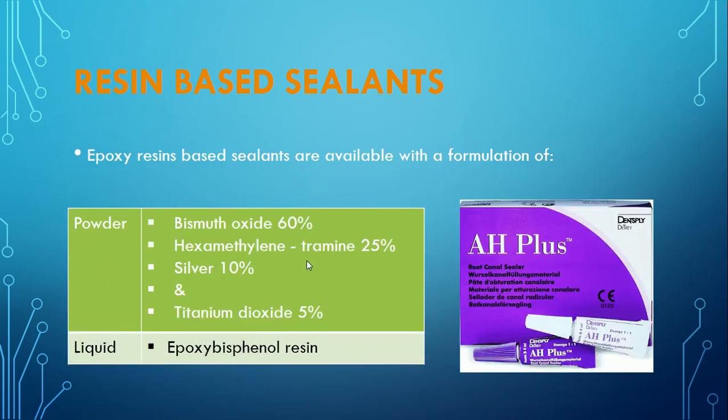Next are resin based sealants. Epoxy resin based sealants are available with a formulation of powder and liquid. Powder contains bismuth oxide, which is 60%, hexamethylene tetramine 25%, silver 10%, and titanium dioxide 5%. And the liquid is epoxy bisphenol resin. Examples of resin based sealants are AH Plus or AH26.